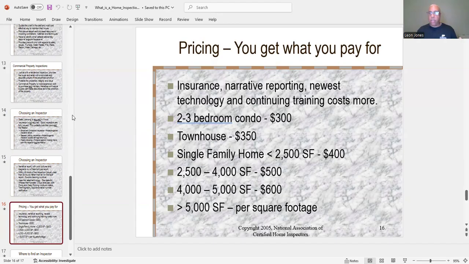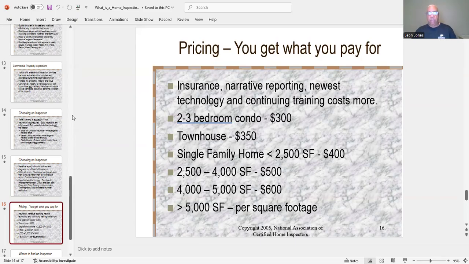Now you have to put everything together, particularly if you want to go into business yourself. Now, I plan on going into the home inspection business. I mean, this channel is actually based off the name of my company called Quality Control Inspection Services. So when we deal again with the pricing, you have to look at the insurance, the narrative reporting, newest technology, and continual training costs. And also, before you can even take the nationwide test, you have to take a class in home inspection. And then you go out in the field.